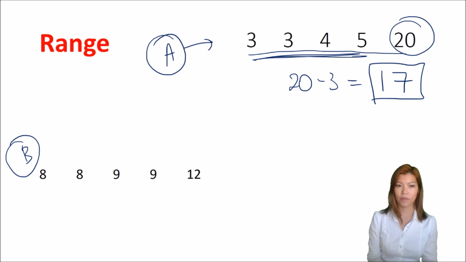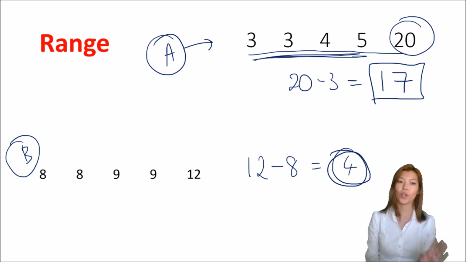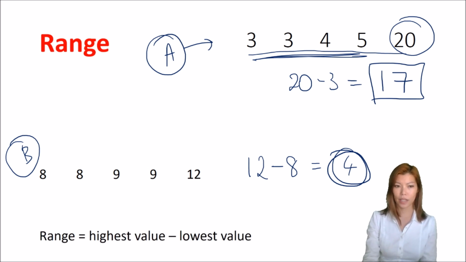When we look at these values, it's a lot more consistent. And the way to describe that it's consistent, we look at the range. So the range for this one, 12 minus 8, is just 4. So when the range is really small, we know that it's more consistent. So again, to recap, the range is the highest value minus the lowest value.